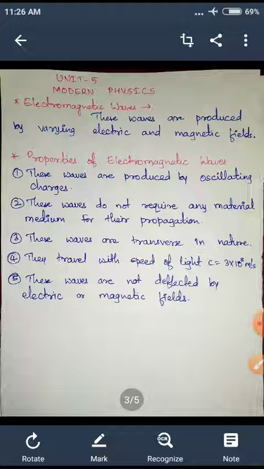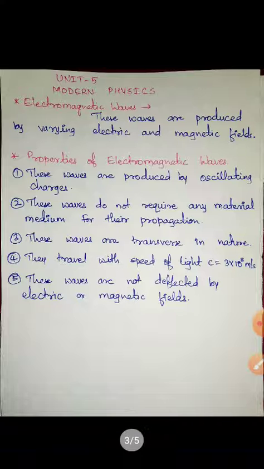Electromagnetic waves do not require any material medium for their propagation. The electromagnetic waves travel also through vacuum and through space. So even if there is no medium, these waves travel.